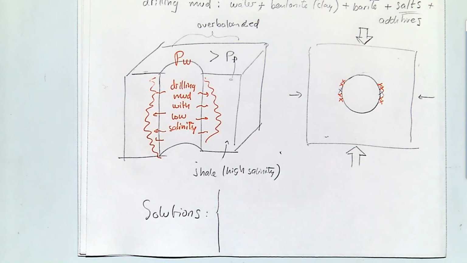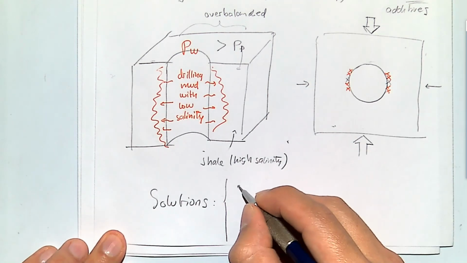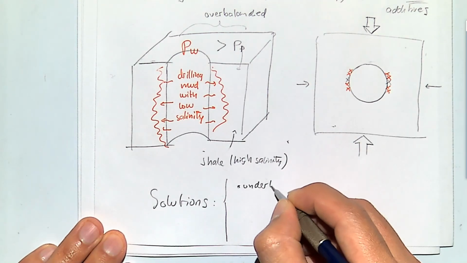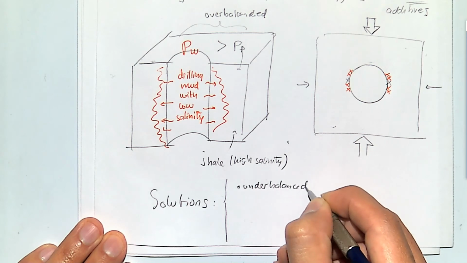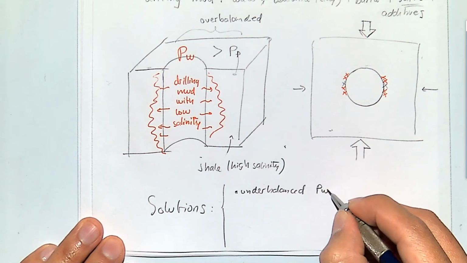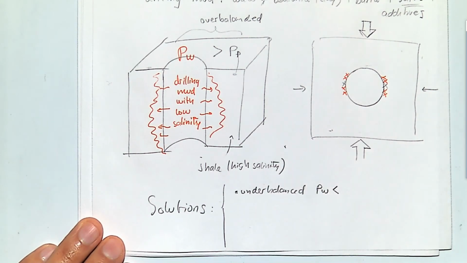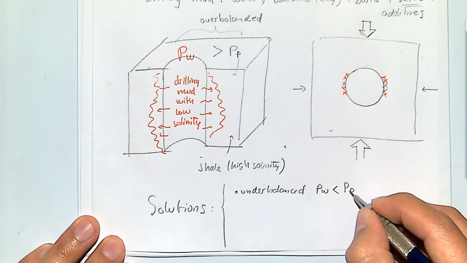Let's say you don't have any chance to change your drilling mud. You cannot add salts because you have spent all your money for drilling. And what else could you do? You could do underbalanced drilling, right? Which is that the pressure in the wellbore is lower than the pore pressure.